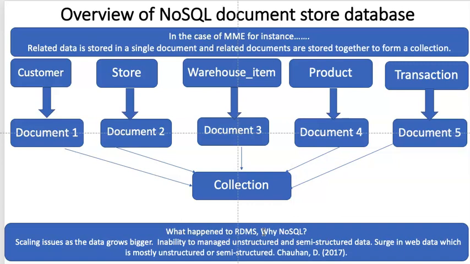NoSQL databases were designed to resolve some of these issues because they can handle huge diverse data sets. Horizontal scaling can be done to handle the large data loads. They support unstructured, semi-structured, and even structured data. So they offer that flexibility, that availability, and that power for developers to manipulate and efficiently manage the data.